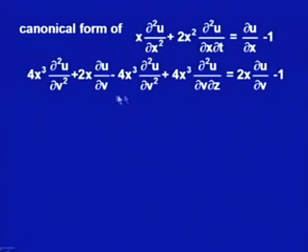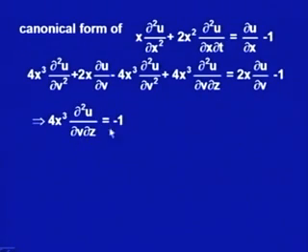Now, simplify this one. For the second derivative with respect to v, the coefficient here is 4x³, the coefficient here is minus 4x³, this has been cancelled out. The terms involving ∂u/∂v, the first derivative with respect to v, here is plus 2x, and on the right hand side is also plus 2x. So, this is also cancelled out. The term which is being left is the second derivative with respect to both the variables v and z. So, we have got 4x³ ∂²u/∂v∂z is equal to minus 1.